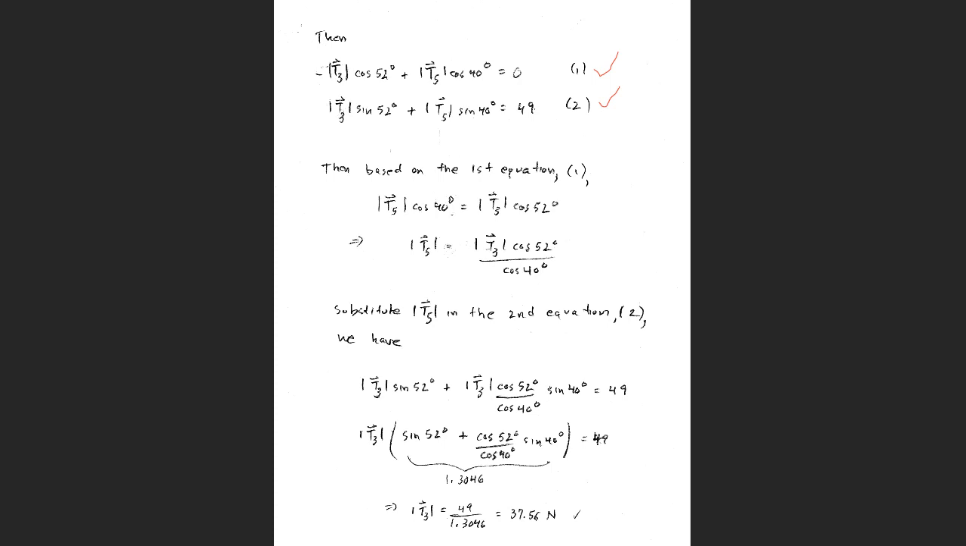All right, so now we've got two equations and two unknowns. Based on the first equation, the magnitude of the tension 5 vector would be equal to the magnitude of the tension 3 vector times the cosine of 52 degrees over the cosine of 40 degrees. I'm going to solve for the magnitude of T sub 5, and then substitute that into the second equation.